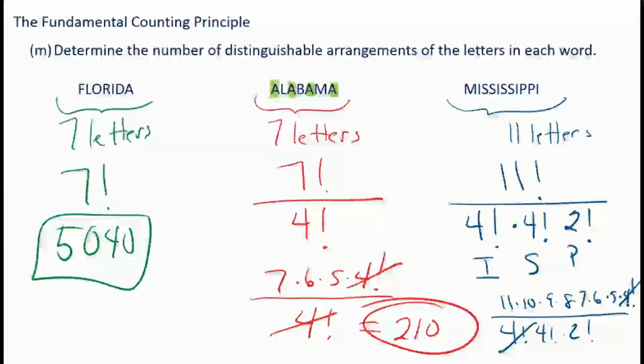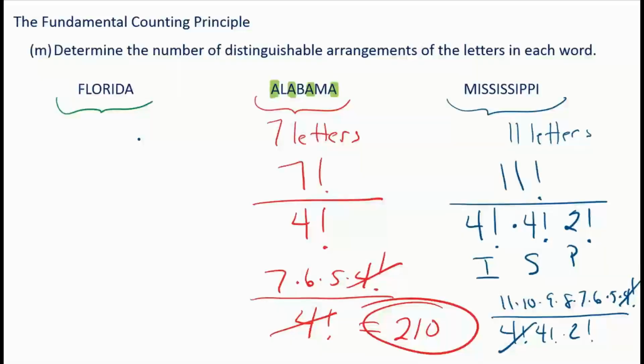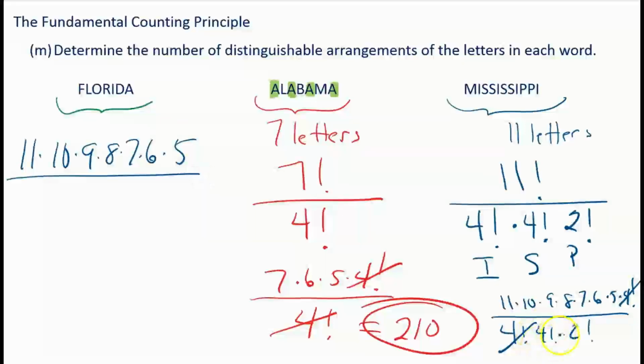Now, just for the sake of space, I'm going to get rid of Florida over here, okay? 5,040 is going to go. We're going to continue on with Mississippi calculations. So in the numerator, I've got 11 times 10 times 9 times 8 times 7 times 6 times 5. In the denominator, right here, I still have 4 times 3 times 2 times 1. That's the 4 factorial. And then times 2 times 1, that's the 2 factorial.